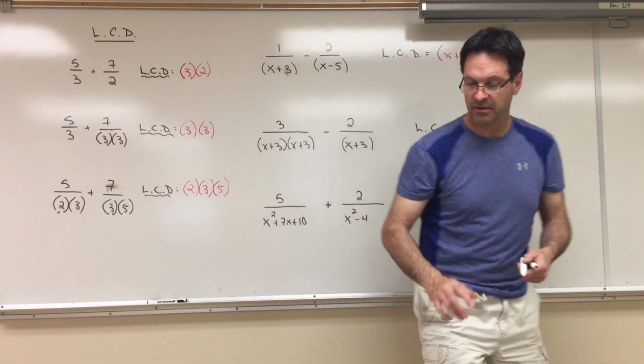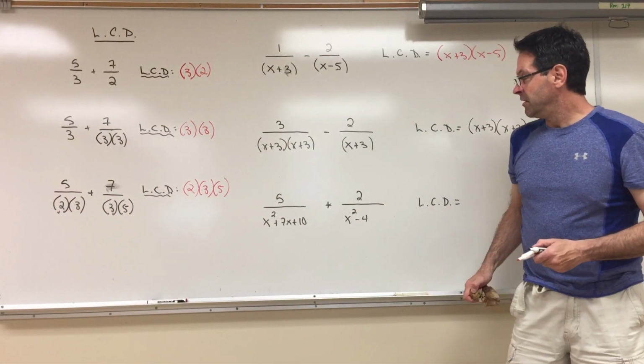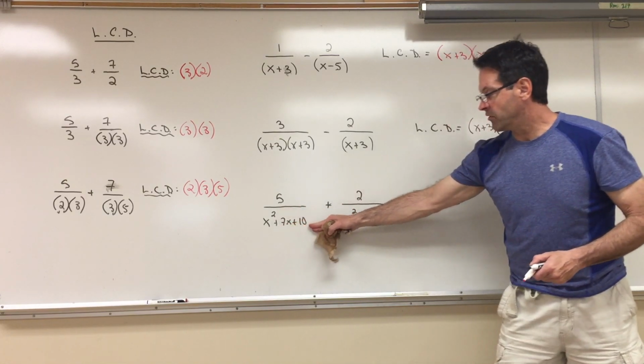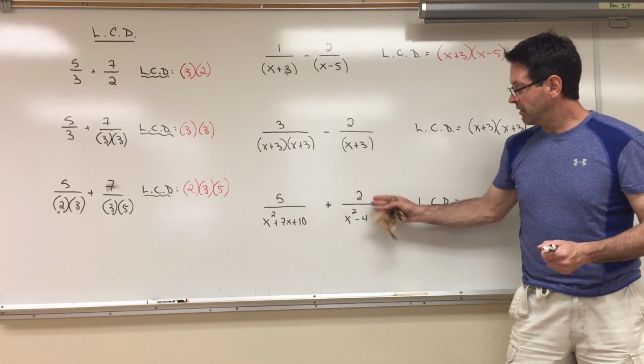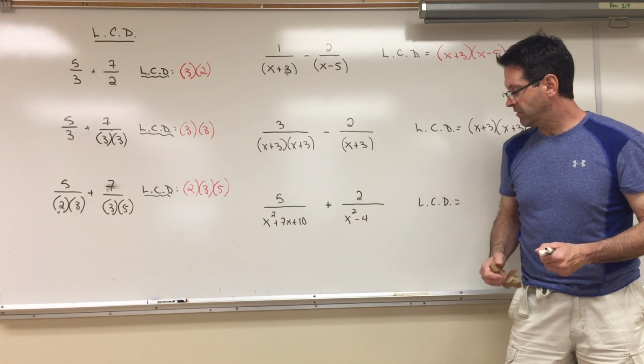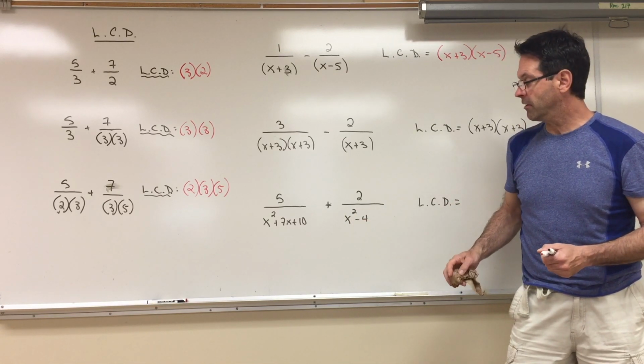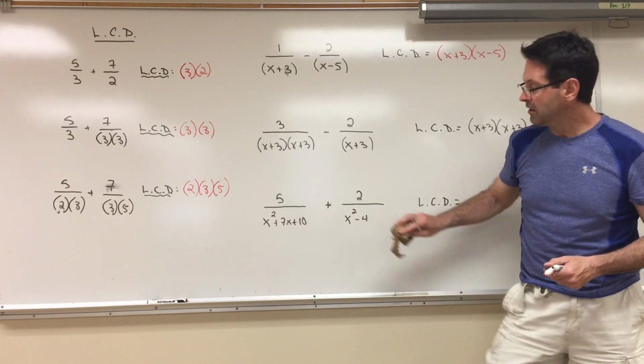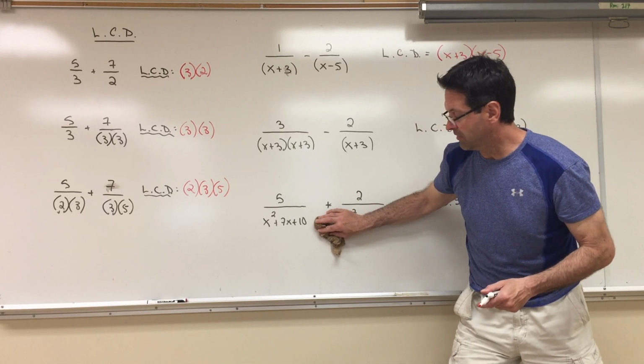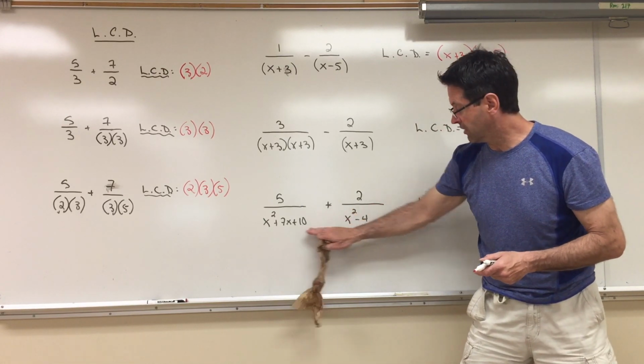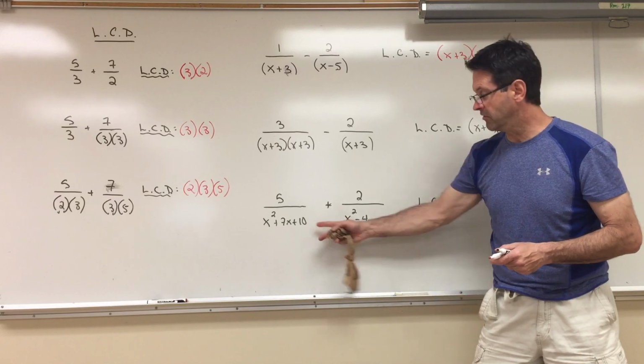Same idea here. We have 5 over x squared plus 7x plus 10, a trinomial in the denominator. And then we have x squared minus 4, a binomial in the denominator here. Well, you know what? Let's factor it. You can pause, and I can get you guys to factor both of these denominators.